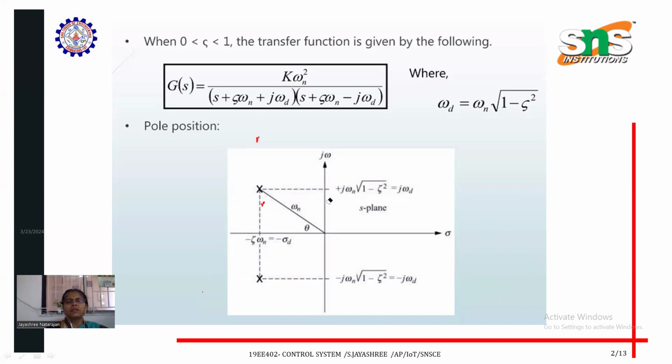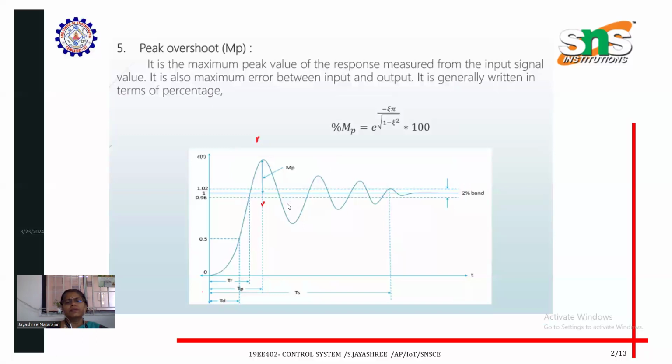So here, this is my rise time. This is my delay time. This is my peak time. This is my settling time. This is my peak overshoot. Here, the allowable limit is 2% tolerance. So this is my tolerance.